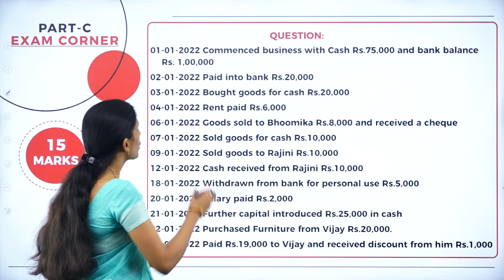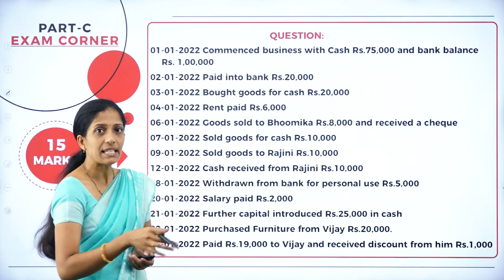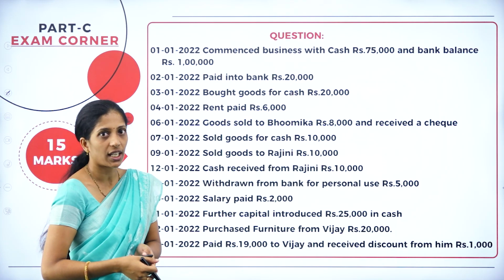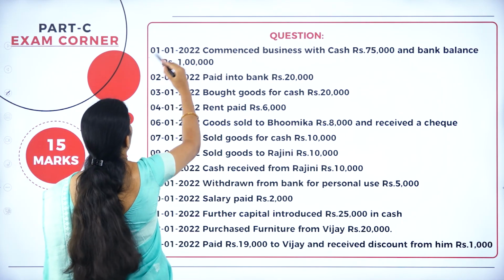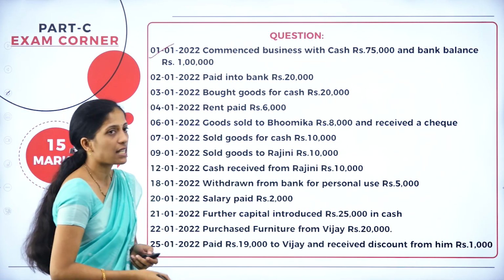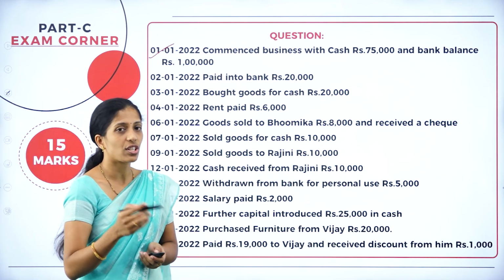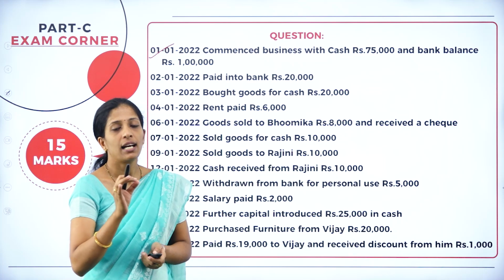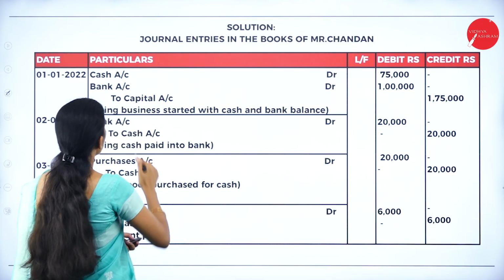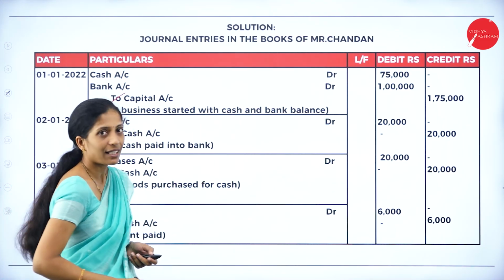Okay. Now, we shall go through the transactions one by one. Simultaneously, we shall go through the journal entries. Okay, so 1/1/2022 commenced business with cash 75,000 and bank balance 1 lakh. What is your journal entry? Cash account debit, bank account debit to capital account. You will write the amount.